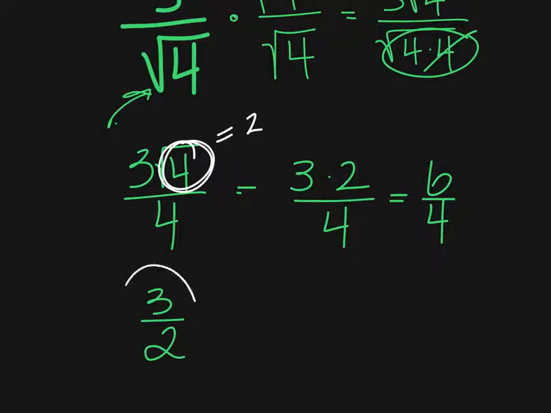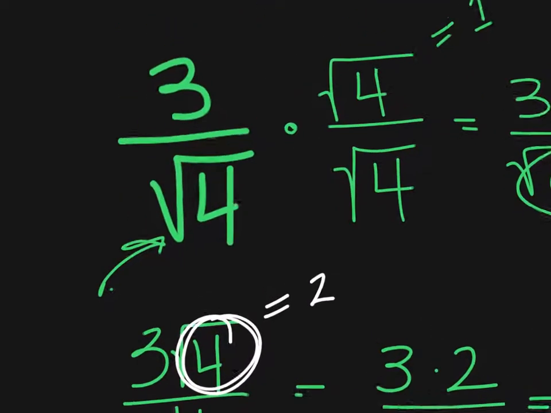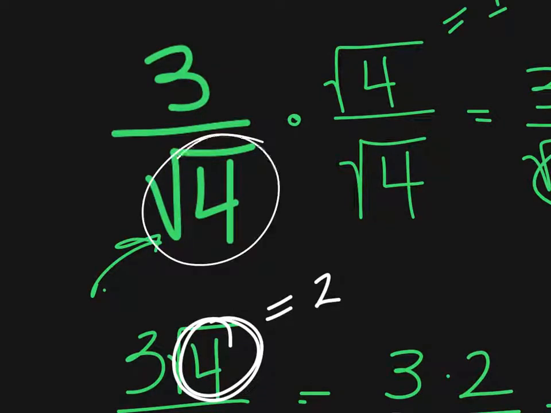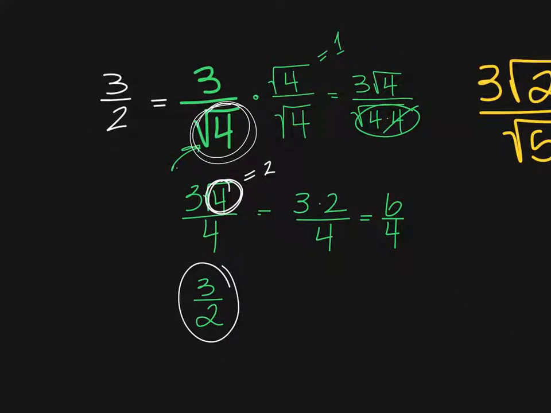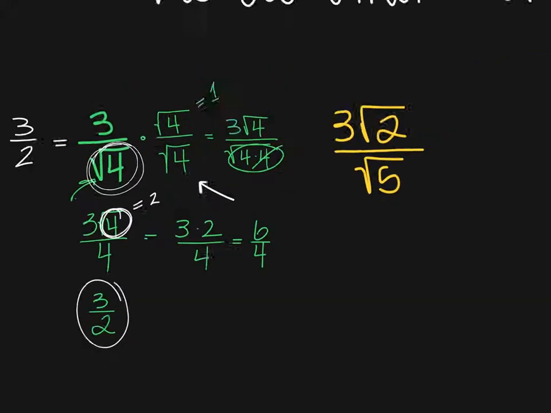Now, if you could have looked at the beginning, we didn't really have to do that because this square root of 4 right here, again, this just equals a 2, so it would have been 3 over 2. But either way works, and this is the basic way to be able to do it.